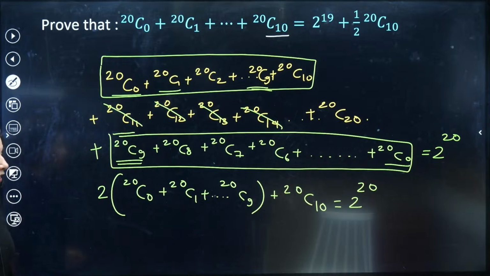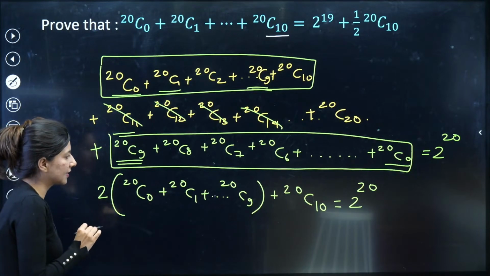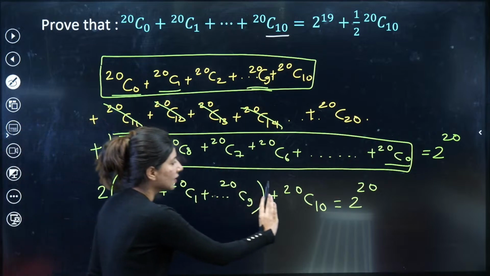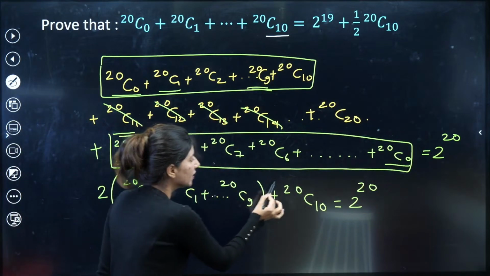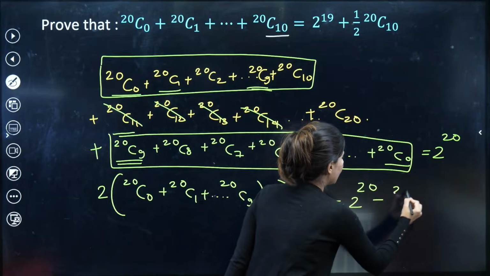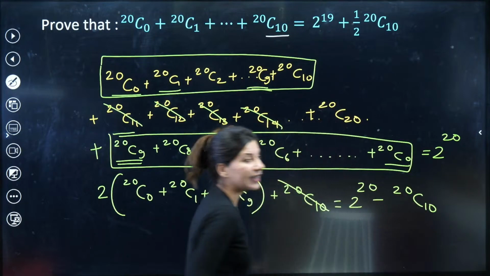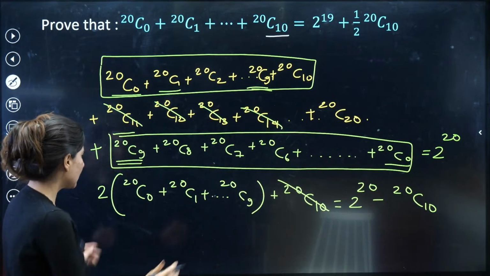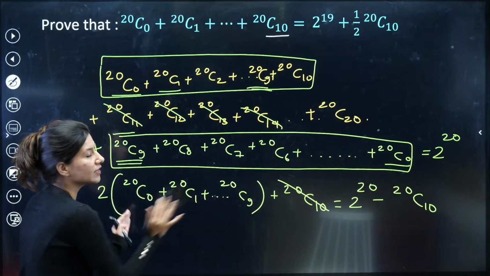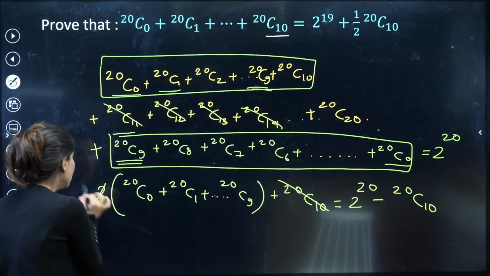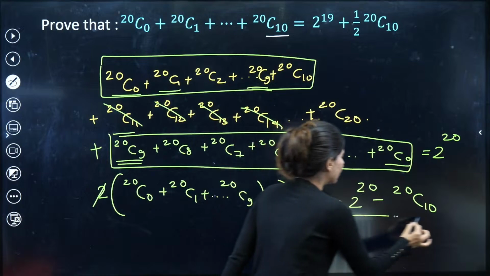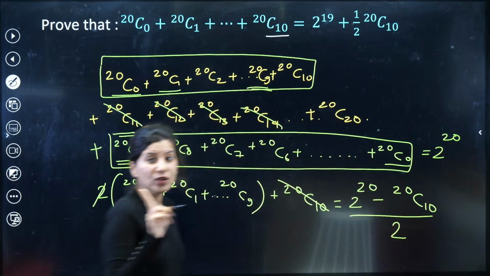Yes. Now what we will do is, we will just remove this from here and minus 20C10. I'm going to write it over here. Can I do that? Because I want the value of 20C0 to 20C9. This 2 will also be gone and it will get divided over here. And now the last step.